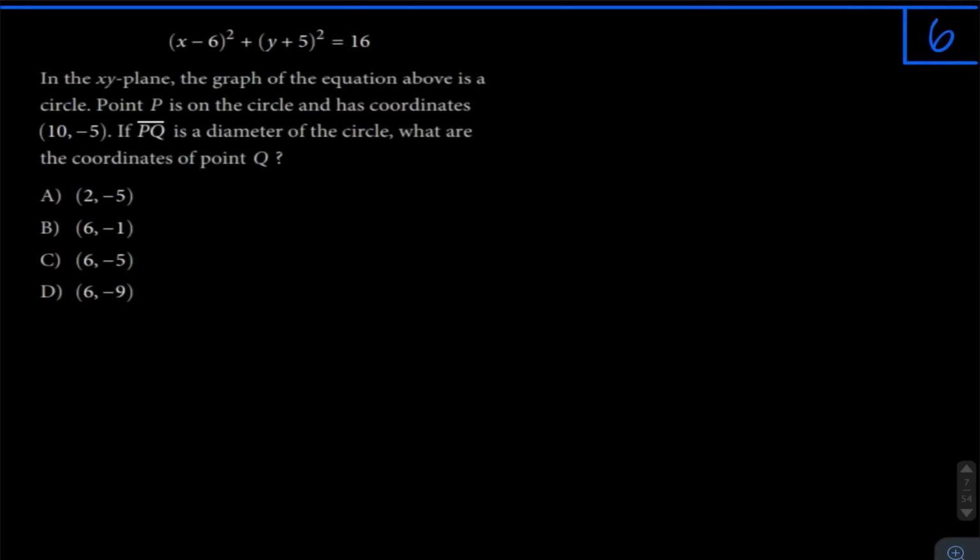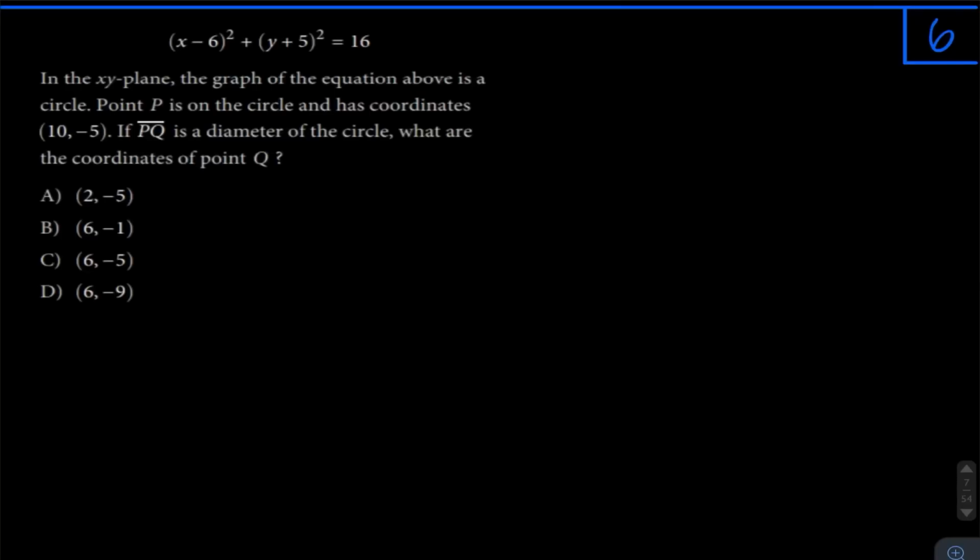In the xy plane, the graph of the equation above is a circle. Point P is on the circle and has coordinates (10, -5). If PQ is a diameter of the circle, what are the coordinates of point Q?